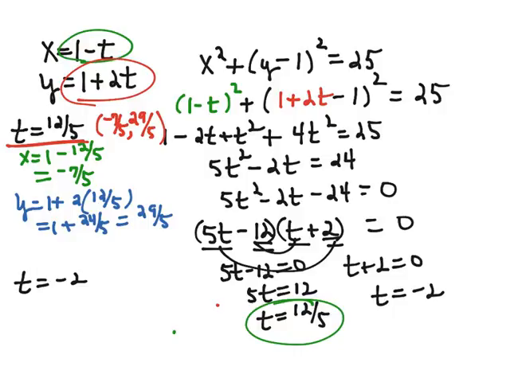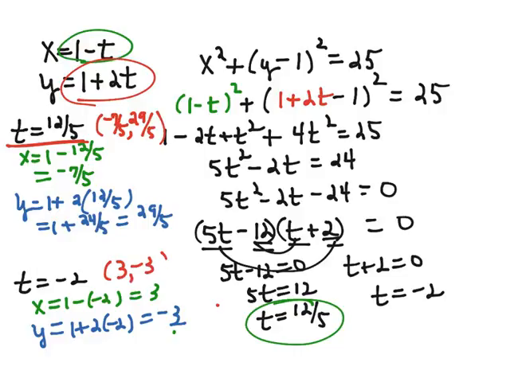Then if we go down to where t equals negative 2, x would be 1 minus negative 2, which is 3, and y would be equal to 1 plus 2 times negative 2, which would be 1 minus 4, which is negative 3. And so when t is negative 2, we have that it crosses at 3, negative 3.